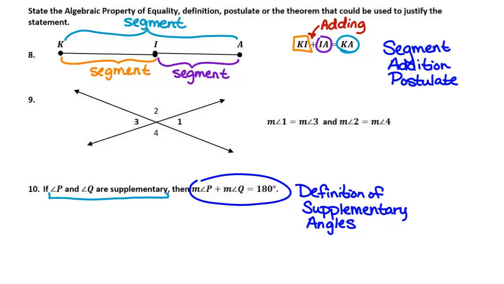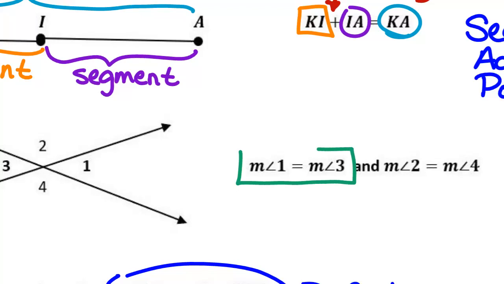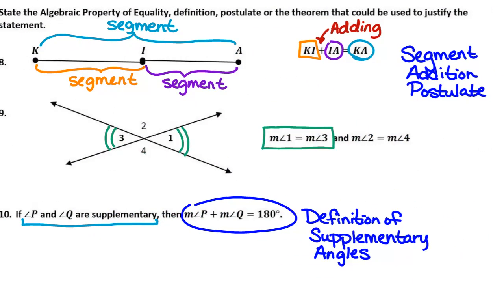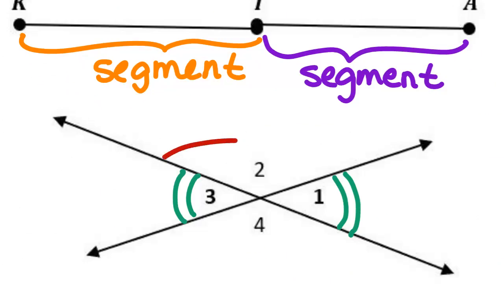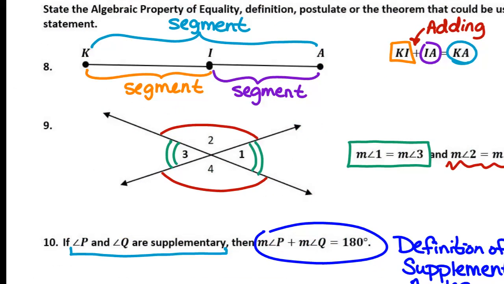Since we're right here, does anybody want to see number 9? You want to see number 9? All right, sounds good. This says the measurement of angle 1 is equal to the measurement of angle 3. That's these angles here. And then it says that the measurement of angle 2 is equal to the measurement of angle 4. This angle is congruent to this, or sorry, is equal in measurement to that angle.